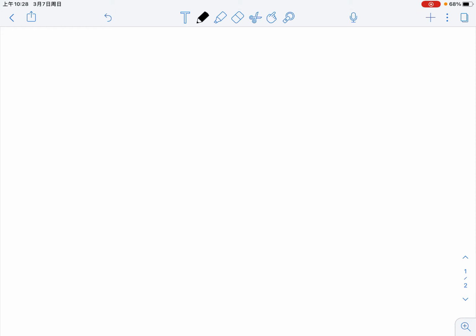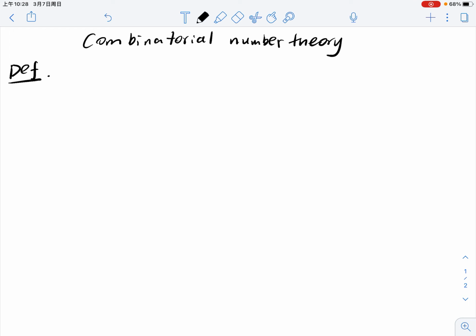Hello everyone. In this lecture, we will give another application of the inclusion-exclusion principle, which is more advanced. We first start with some kind of combinatorial number theory. So we first define the Euler function.